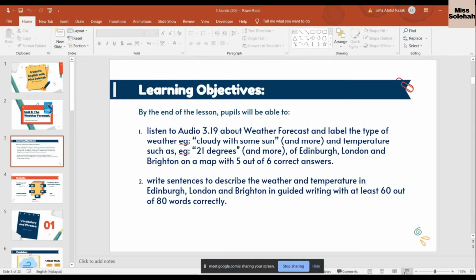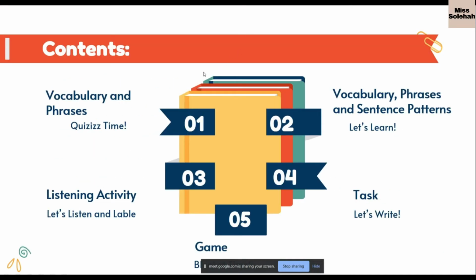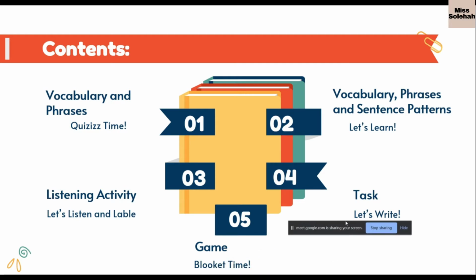Just now, in the game, there were a few vocabularies that you encountered. This is the content for our lesson for today. We have 5 contents altogether. We have completed the first one, vocabulary and phrases, where we played quizzes. Now we proceed with number 2, vocabulary and phrases and sentence pattern. The third is listen and label, a listening activity. Number 4, we have a writing task. And number 5, a game. We'll play Blooket.